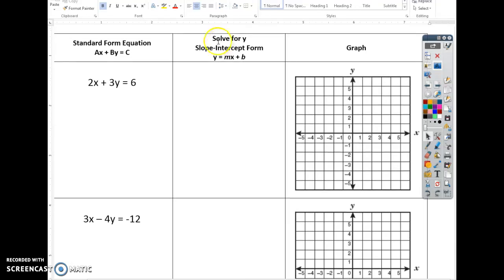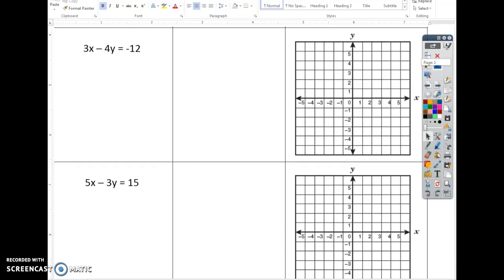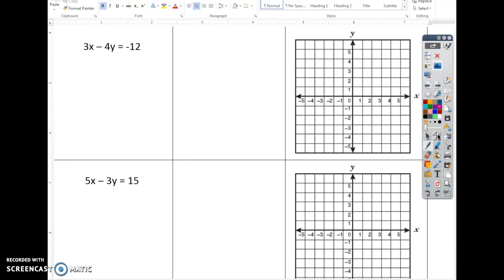On this second column, it says solve for y. You're going to write it in slope-intercept form, and you're going to tell me what the slope and the y-intercept is in that square. So we're going to rewrite it: 3x minus 4y equals negative 12. And you're going to draw the line because we're solving.